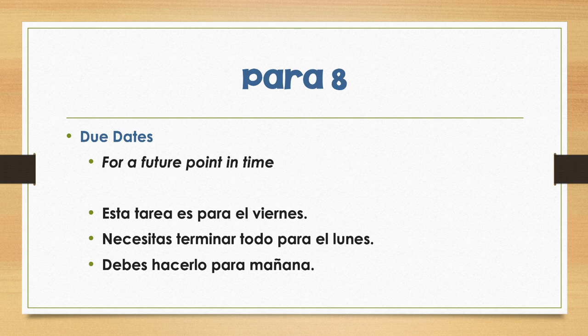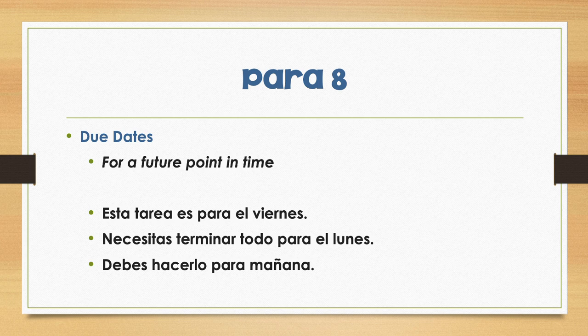Speaking of homework, we use para also for due dates, pointing to a future point in time. So, esta tarea es para el viernes. This homework is for Friday. Necesitamos terminar todo para el lunes. We need to finish everything for Monday. Or debes hacerlo para mañana. You should do it for tomorrow.